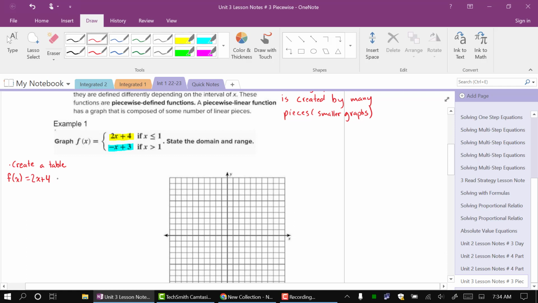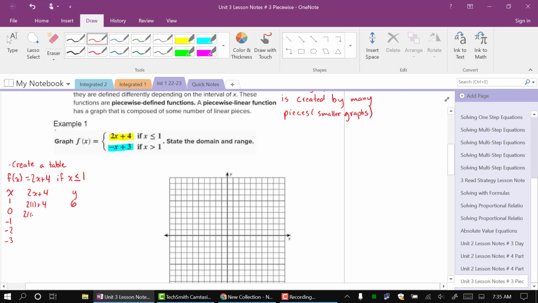And we're going to graph this if the values of x are less than or equal to 1. So for our table, we would have some x values that are going to be less than or equal to 1. So that's going to be like 1, 0, negative 1, negative 2, and negative 3. Then we're going to have what we're putting that into, so that's 2x plus 4. And then lastly, we have out our y value. So if I put 1 in here, that's going to be 2 times 1 plus 4. And 2 times 1 plus 4 is 6.